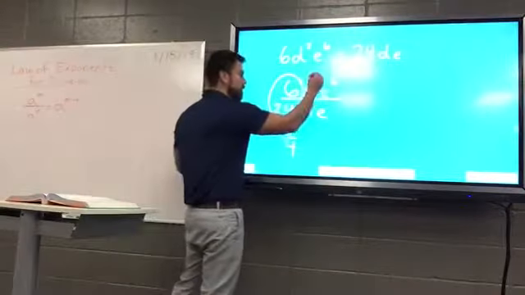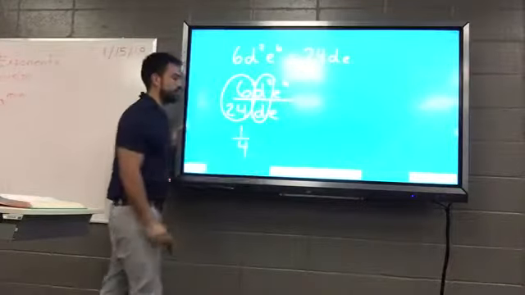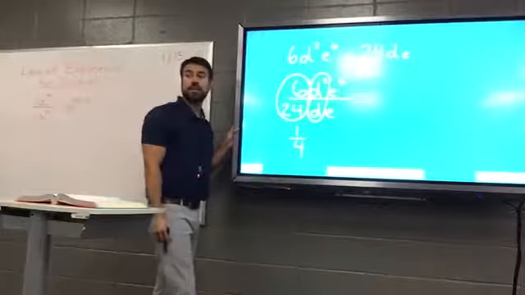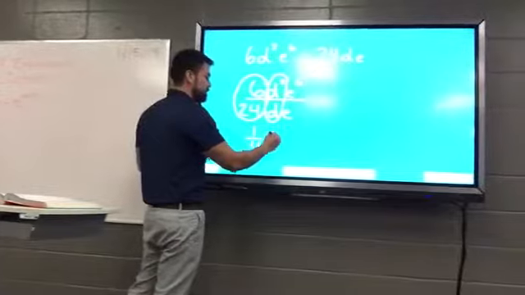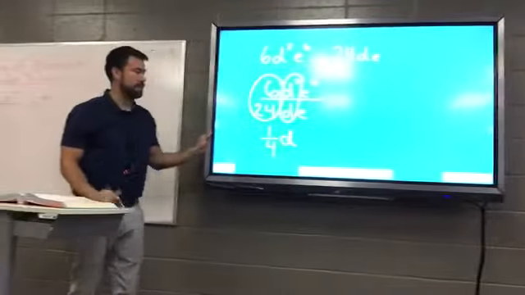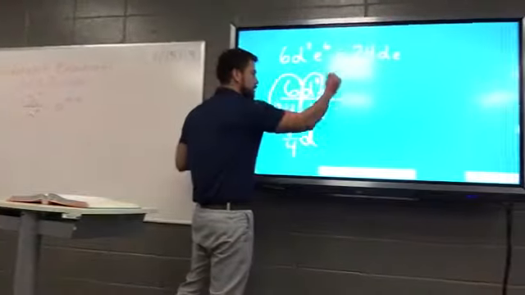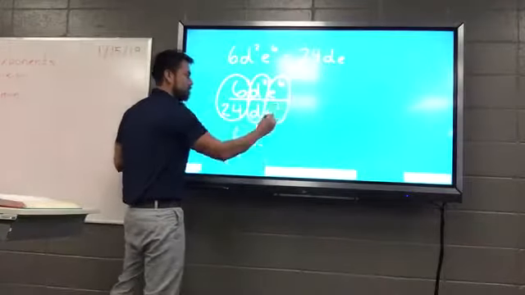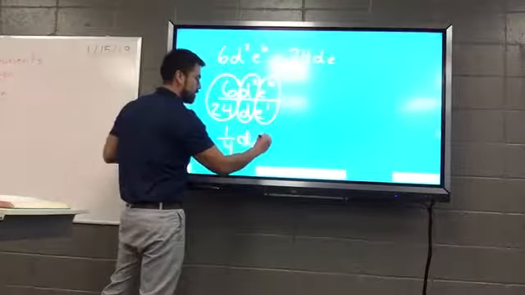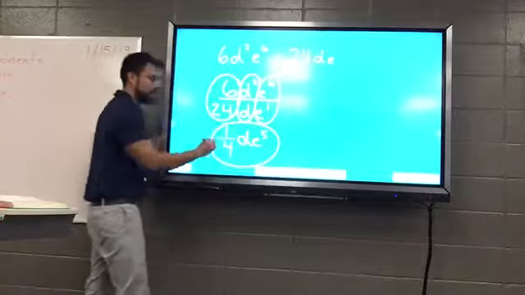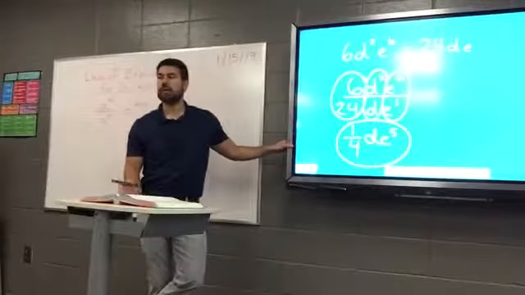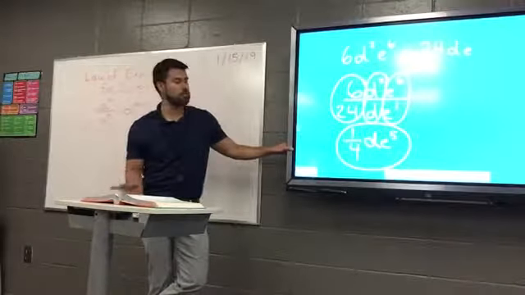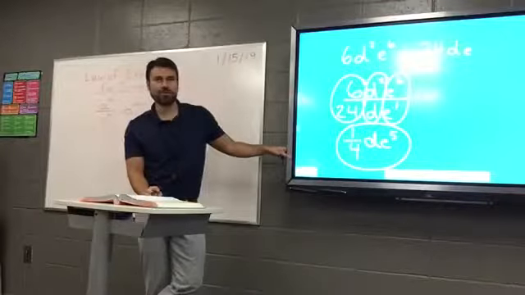What's d squared over d? D to the first. And you could just write d. And then what's e to the sixth over e to the first? E to the fifth. Yay. So can you get fractions on these? Yeah. So you will get fractions. Not all of them, but you will. So far, so good? We're good?